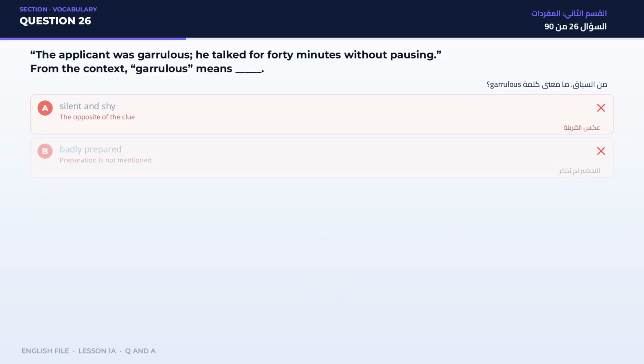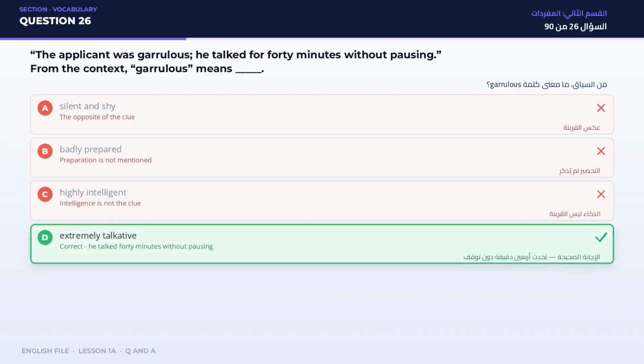D. Extremely talkative. He talked 40 minutes without pausing. Not A. The opposite of the clue. B. Preparation is not mentioned. C. Intelligence is not the clue. Question 27.